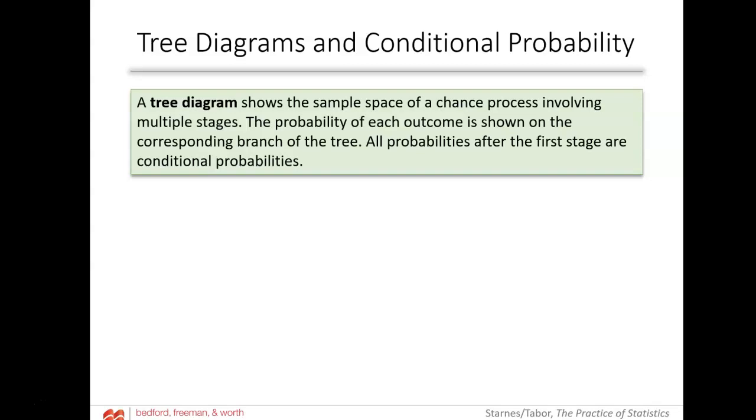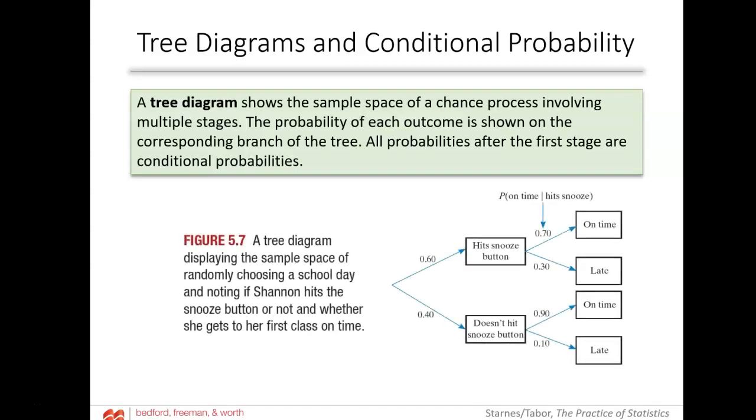The probability of each outcome is shown on the corresponding branch of the tree. All probabilities after the first stage are conditional probabilities. So that's what's nice about a tree diagram: if you just keep following the branch out to the right, it's all assuming that the previous branch occurred. So those are the conditions that are already done. Oh, this is a cute one.